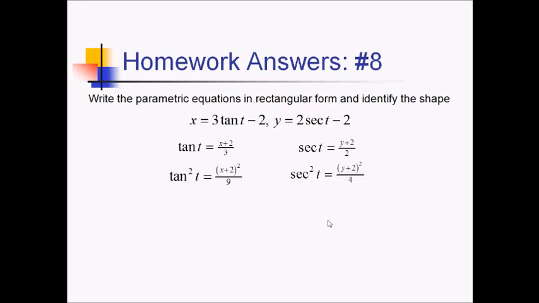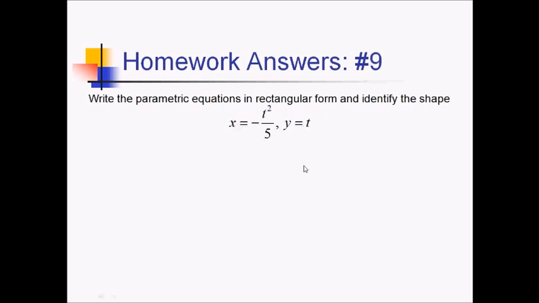Now we have the trig identity 1 plus tan squared equals secant squared. We can rewrite that as secant squared minus tan squared equals 1. And then if we plug these two things in for tan and secant, we've got, for secant, y plus 2 squared over 4 minus, and then for tan we have x plus 2 squared over 9. Since we have a negative squared term, this is going to end up being a hyperbola.